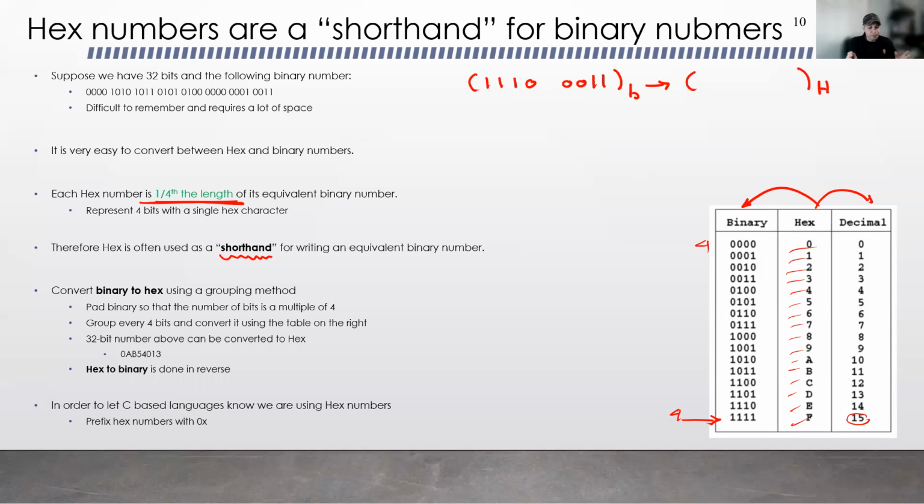What you do when you convert, you do grouping. So you have chunks of nibbles, 4 bits, and you just see what is the equivalent of these 4 bits. For example, we have here 8 bits, so you have 1 nibble here and another nibble here. So what is this one here? 0 0 1 1 0 0 1 1.